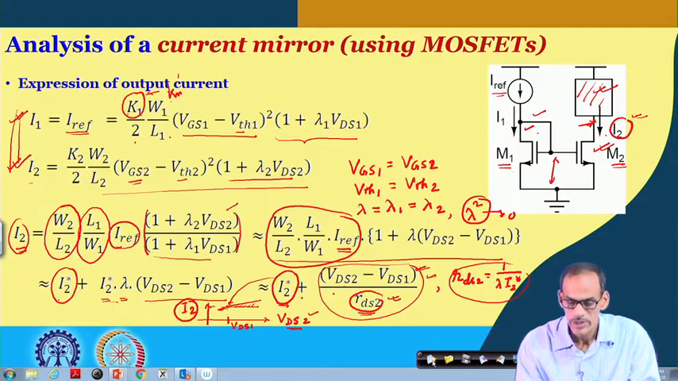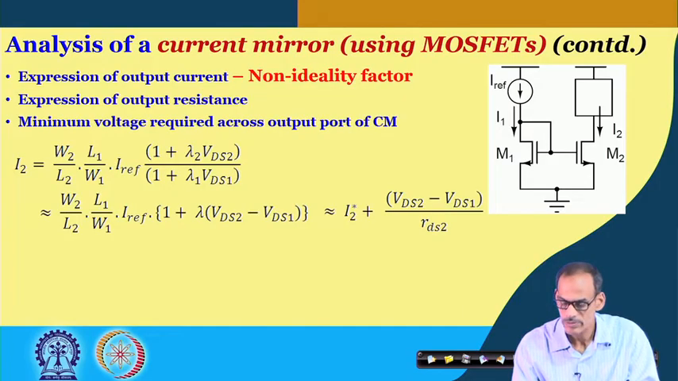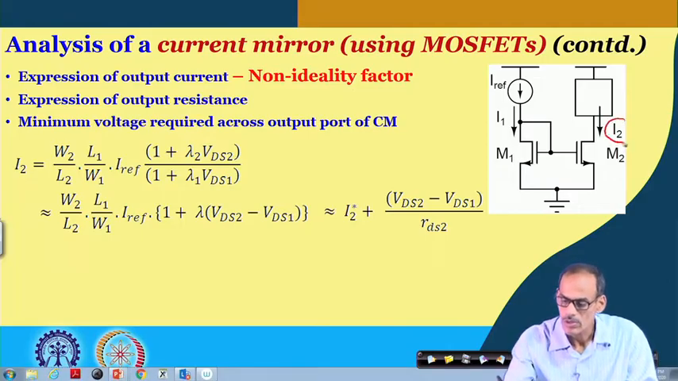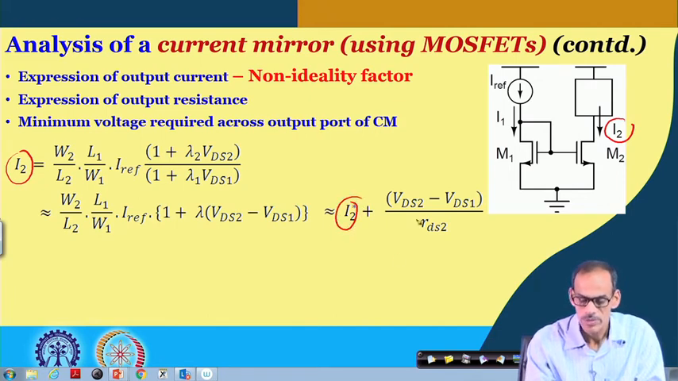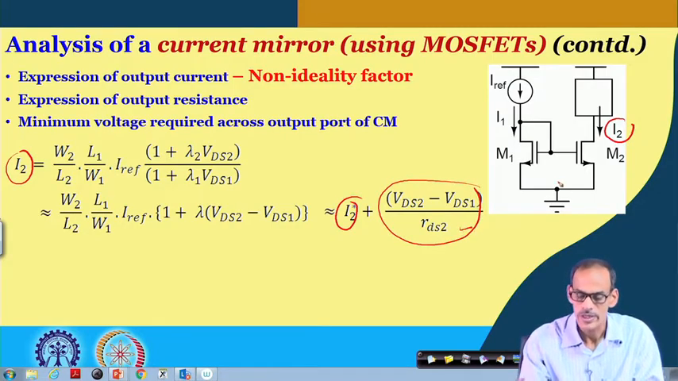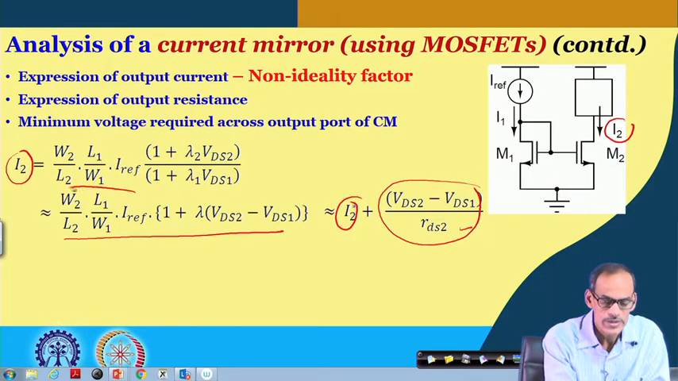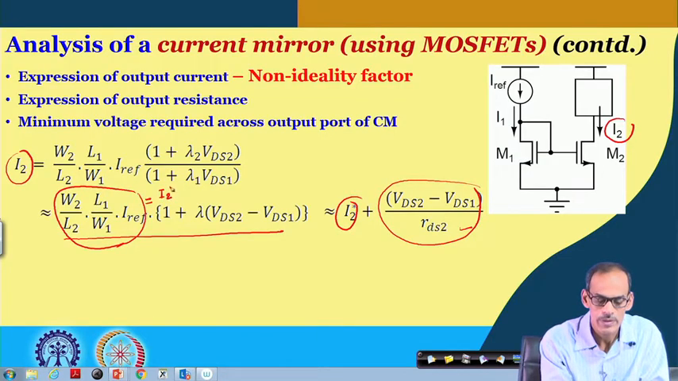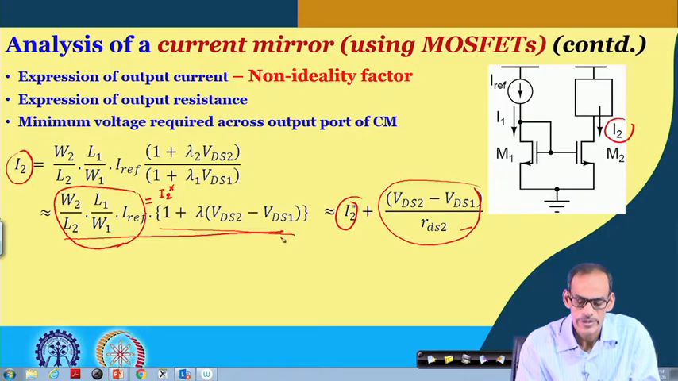So, in summary, what we are saying is that the expression of the application circuit current, or I 2, is given by its nominal value plus the additional component, which is defined by the RDS. In fact, if you see this expression, this part is I 2 star. So, this is equal to I 2 star, which is getting multiplied by 1 plus lambda into VDS 2 minus VDS 1.